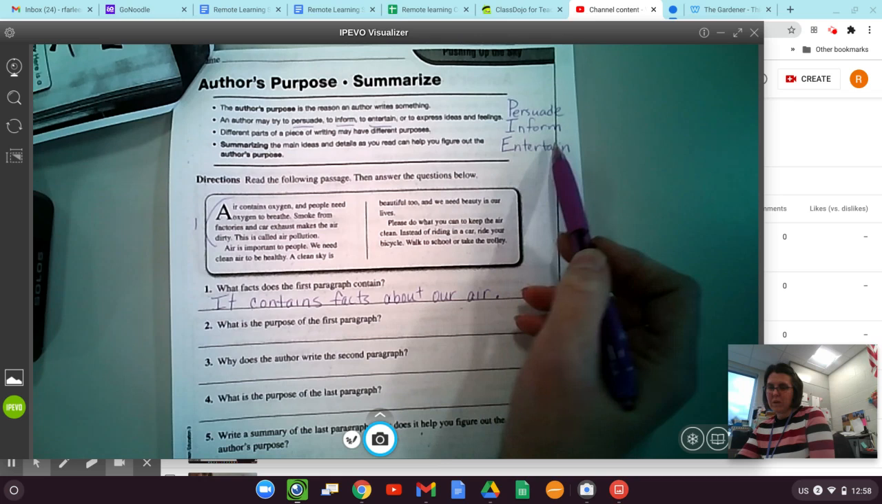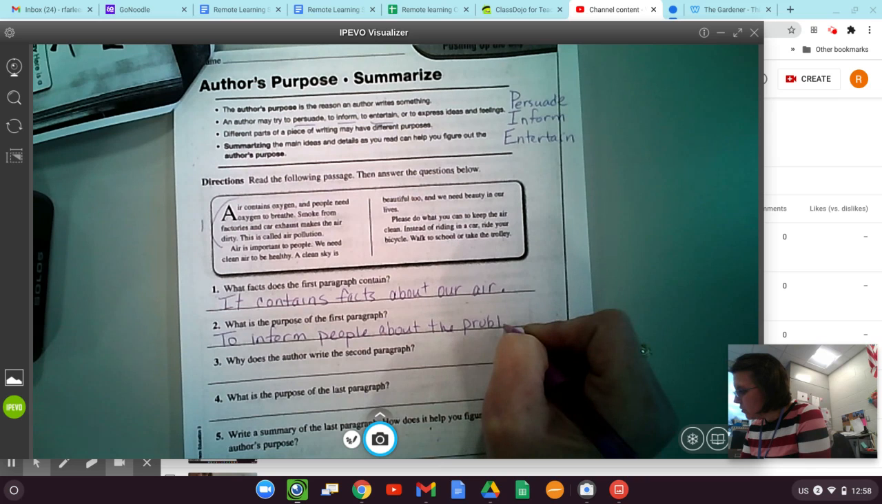So what is the purpose? The purpose is to inform people, us, about the problem with, I'm going to squeeze this down here, air pollution. Okay, he called it air pollution.